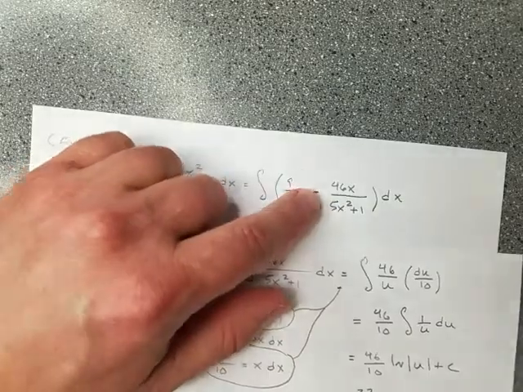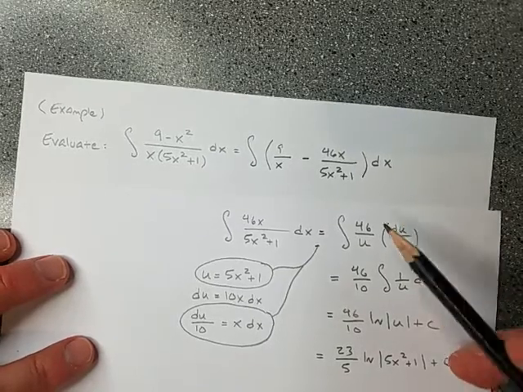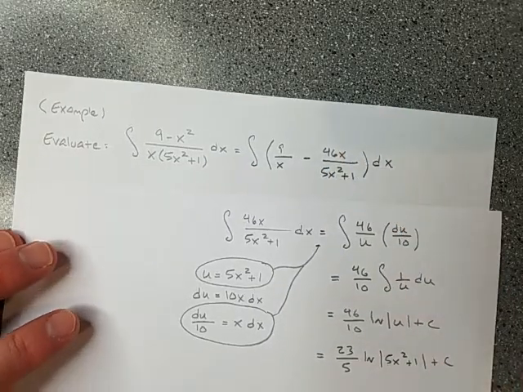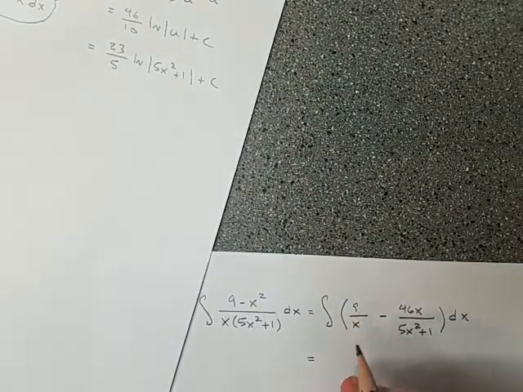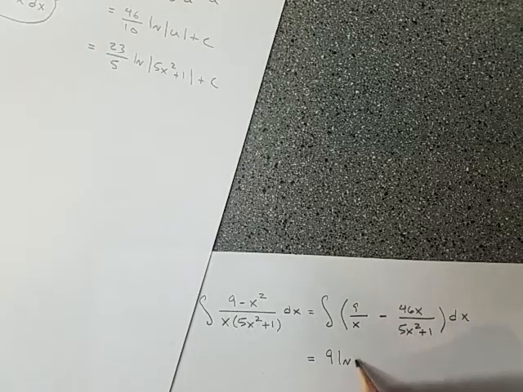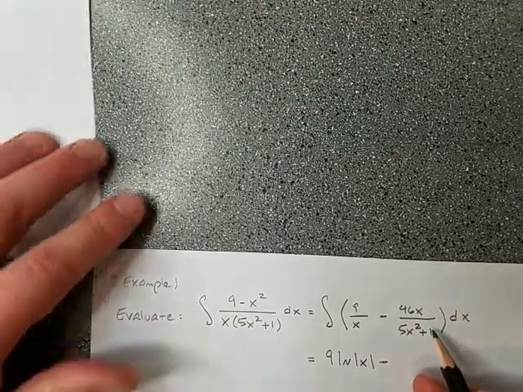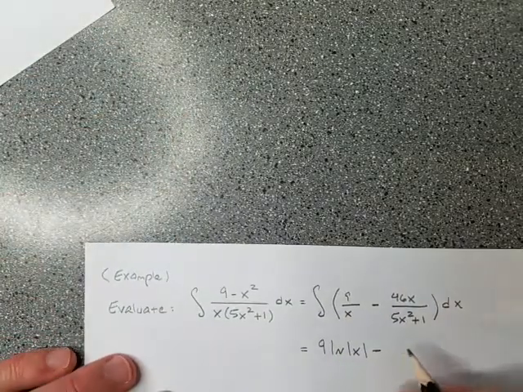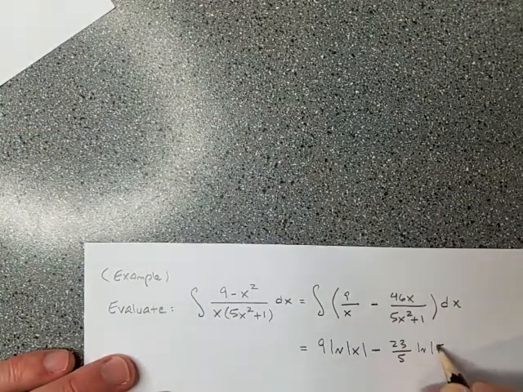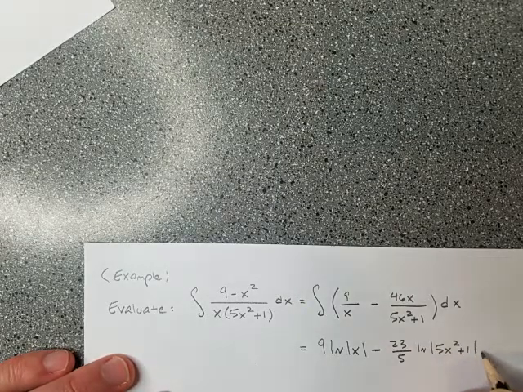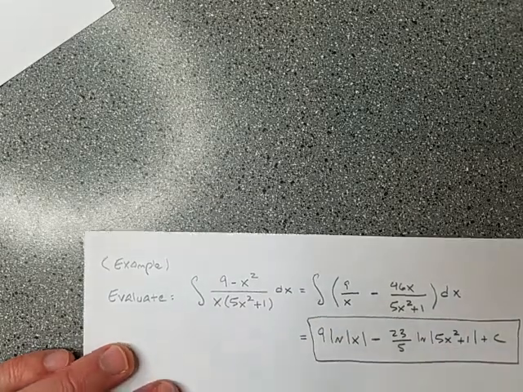Okay, now so I got that one. U substitution is what I needed. More importantly, I would need to recognize that that part is u substitution. All right, so here's our answer then. 9 over x will just be 9 natural log absolute value of x minus, and this one we did on scratch paper, 23 fifths natural log absolute value 5x squared plus 1 plus c. Okay. And so now we're done with it.